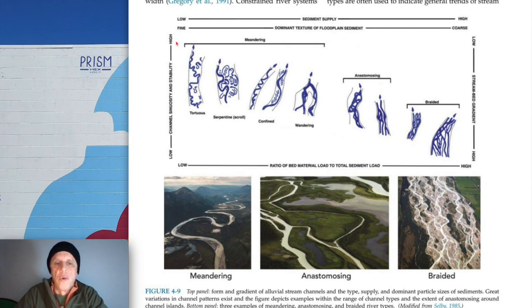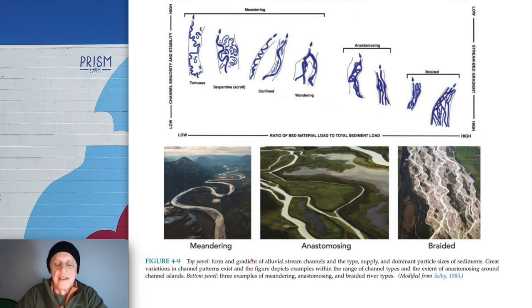And then on the y-axis, we have channel sinuosity and stability, low to high. And then this is the stream bed gradient, low to high. And then this is the ratio of bed material load to total sediment load. So for example, for a meandering channel, we have tortuous, serpentine, confined, wandering. And then we have the anastomosing, and then the braided channel.